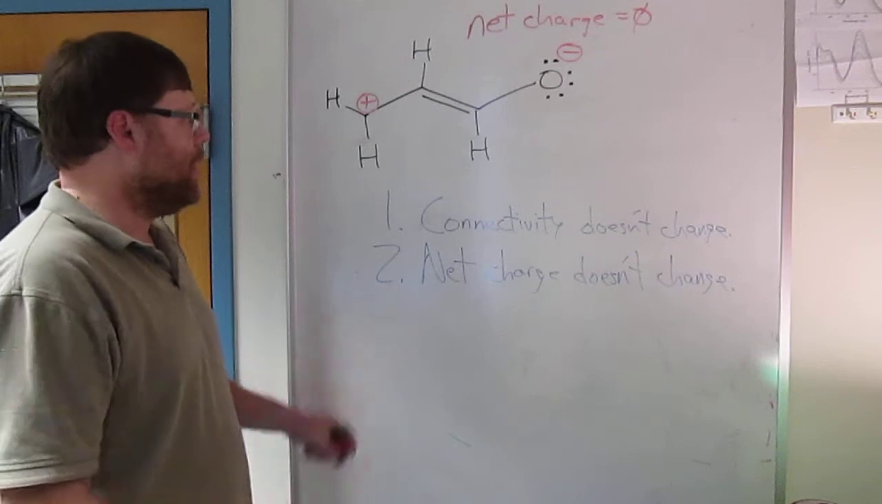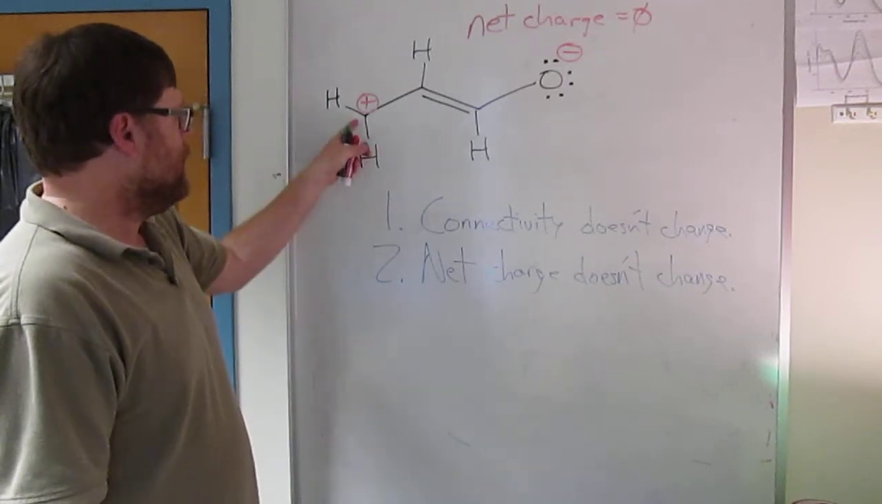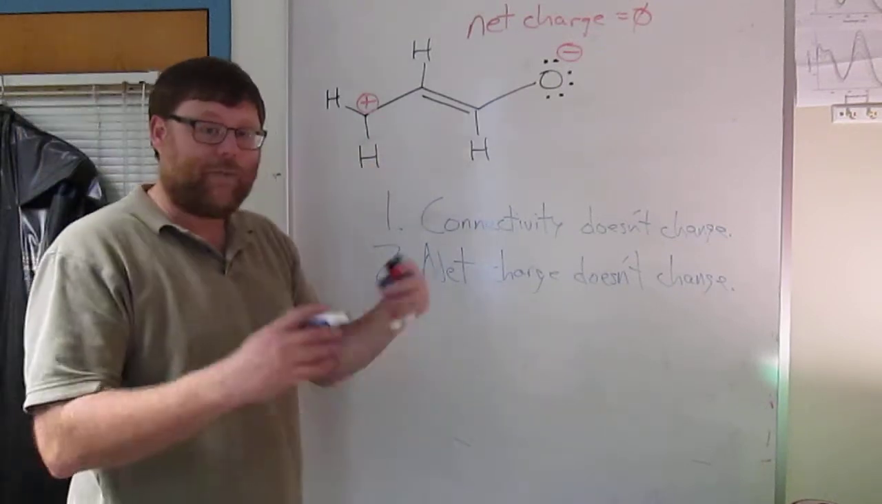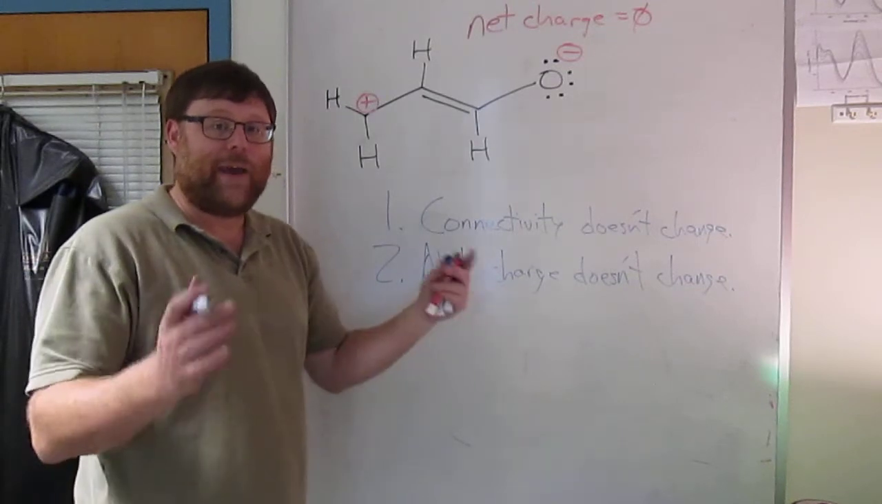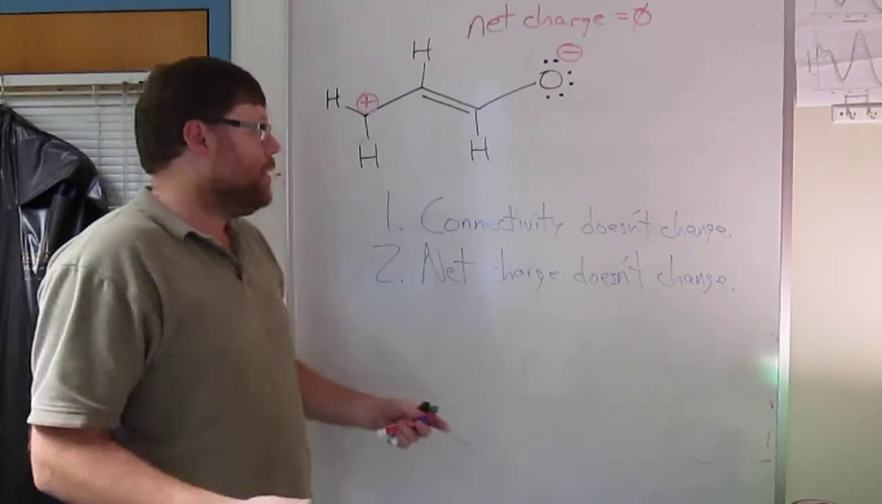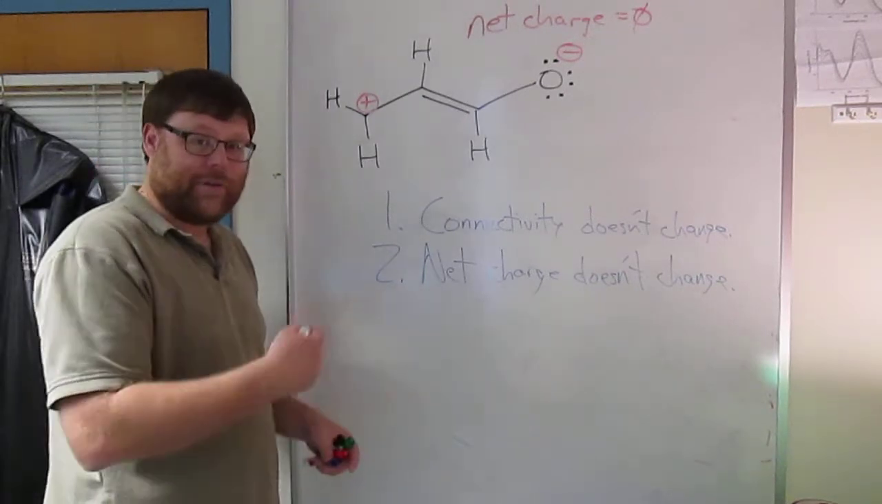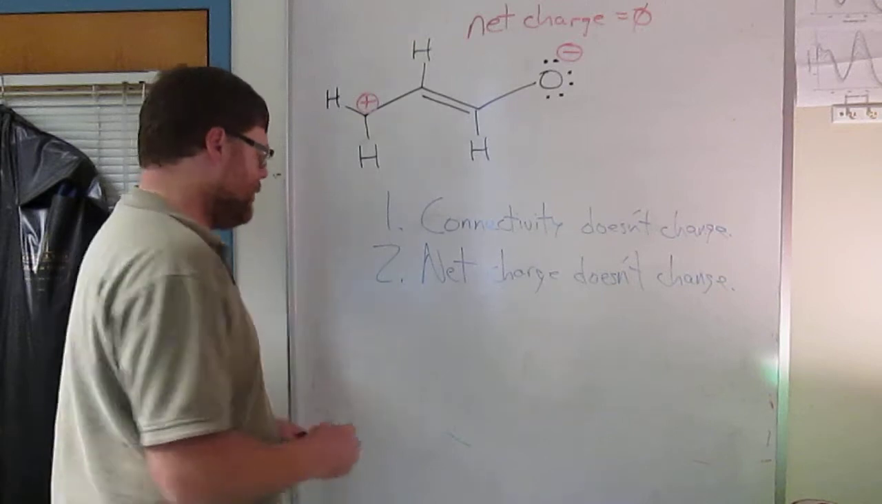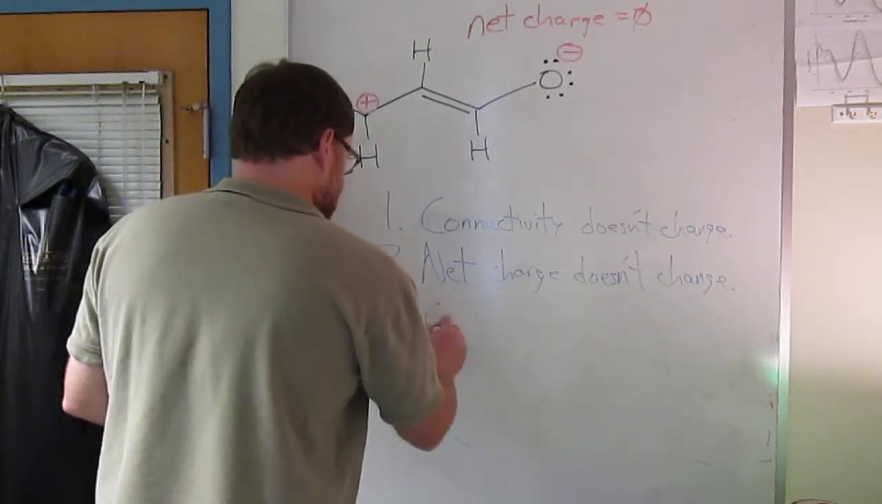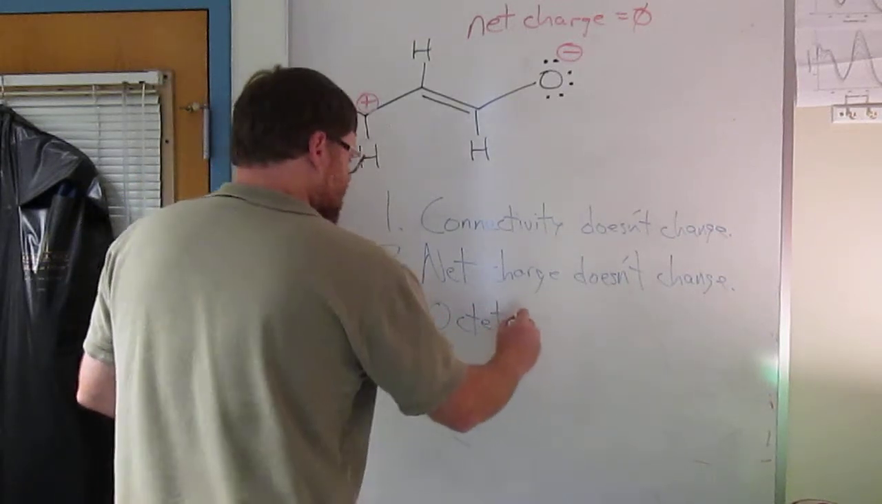All right, the net charge should be the same. +1, -1, every resonance form of crotonaldehyde has to have a net charge of 0. If the net charge changes, you've actually, again, done a chemical reaction. You've either added electrons or taken electrons away. It's a redox reaction. The third rule is that the Octet Rule applies.